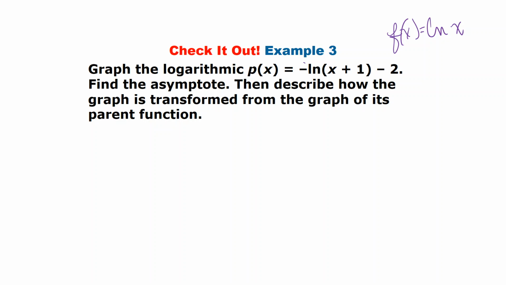Well, I see this negative outside of my whole thing, so that tells me I'm going to do a reflection across the x-axis, because my y's are going to be changed. Okay, so we're going to have a reflection across the x-axis. All right, notice that snuggled up with my x is a 1. So we're going to look at the graph and see what happened to that 1. And then in the end, it's going to be a vertical shift down 2.